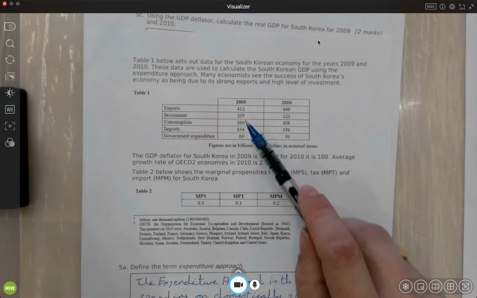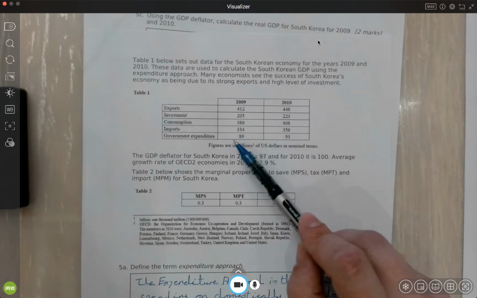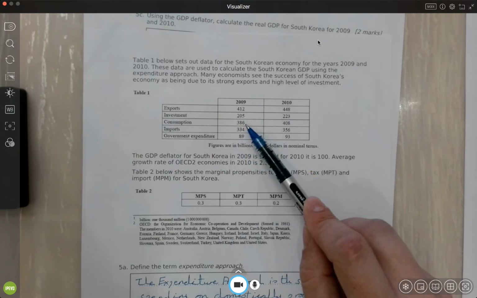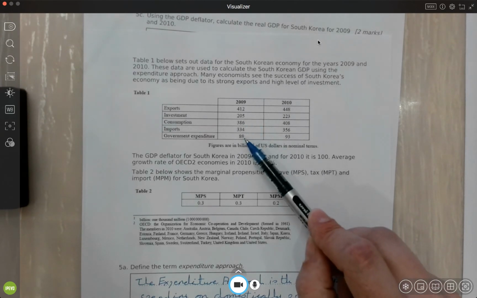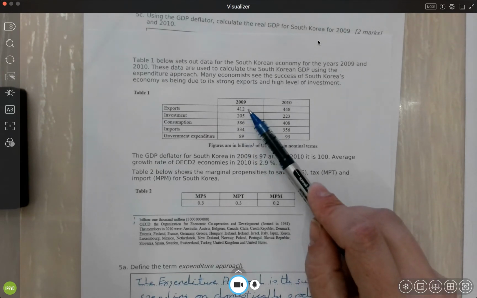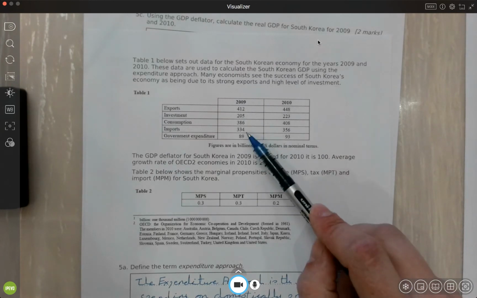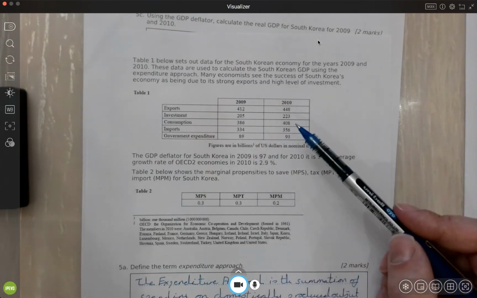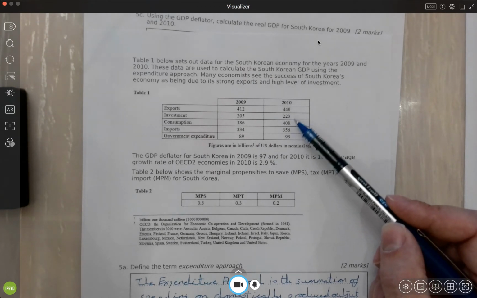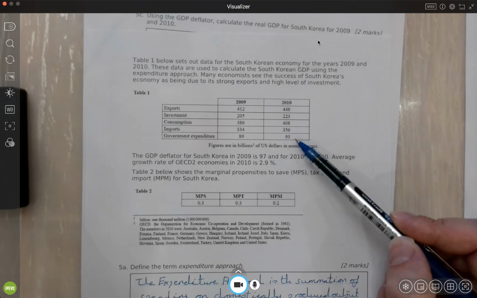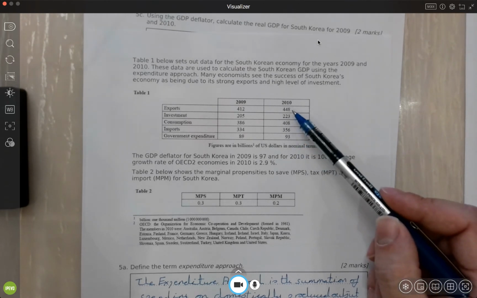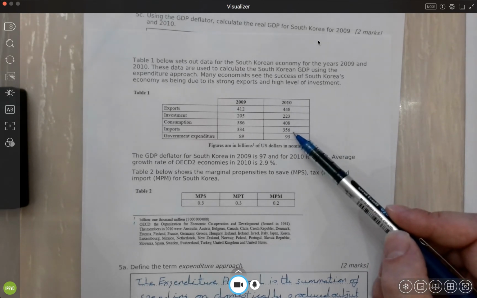Okay, so exports in 2009. Consumption is 386. Investment is 205. Government expenditure is 89. Exports is 412, and imports is 334. That's in 2009. In 2010, consumption is 408. Investment is 223, I believe. Government expenditure is 93. Exports is 448 and imports is 356.